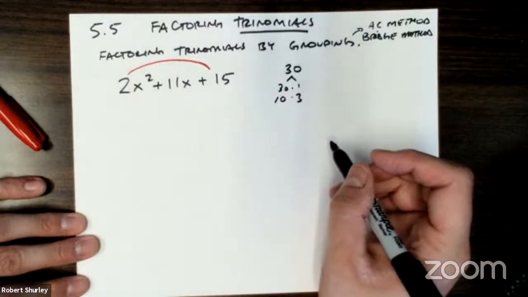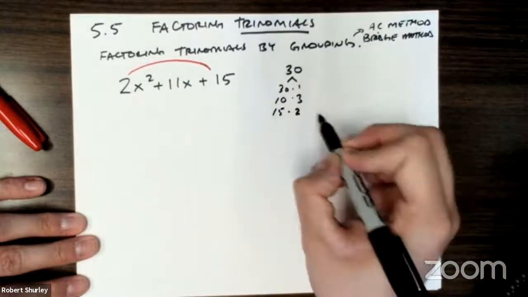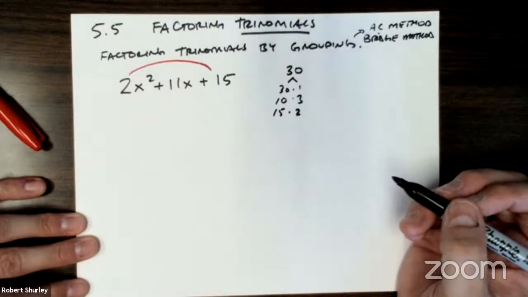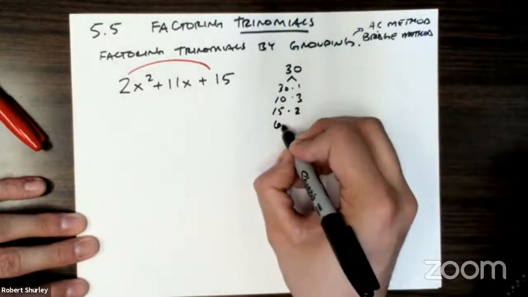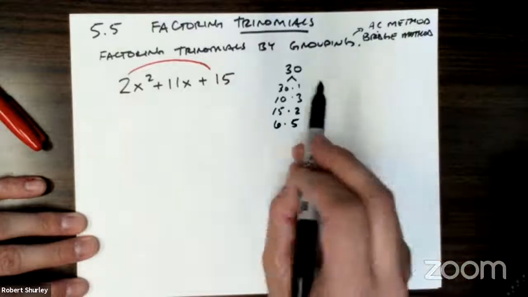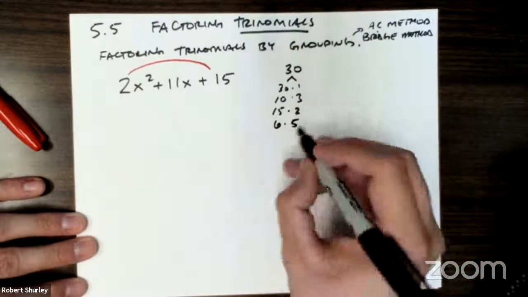It's not divisible by 4. Oh, we forgot 15 times 2, right? Still not going to add up to 11. And then we've also got 6 times 5. Hey, there it is. Now look, you could also make all these negative, right?